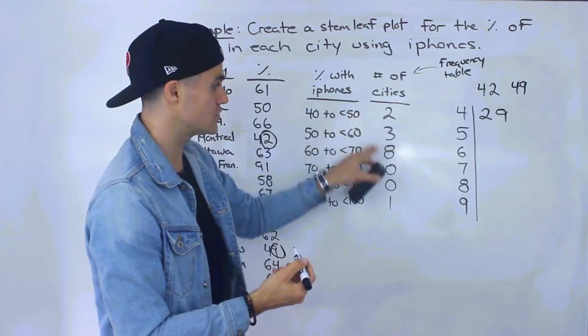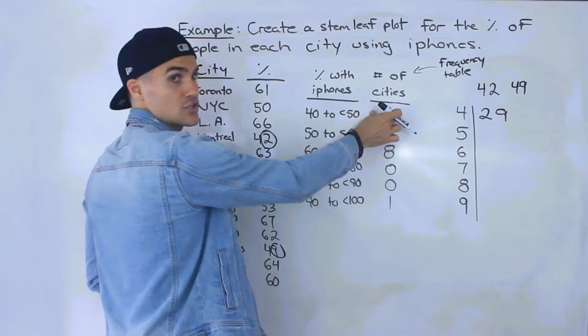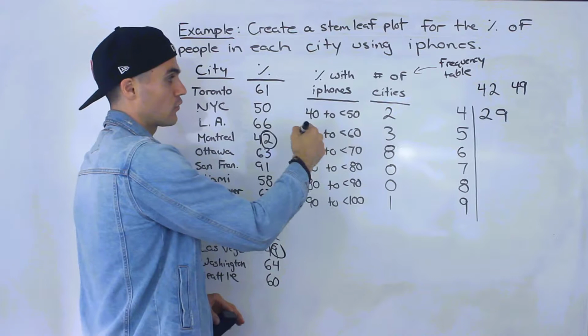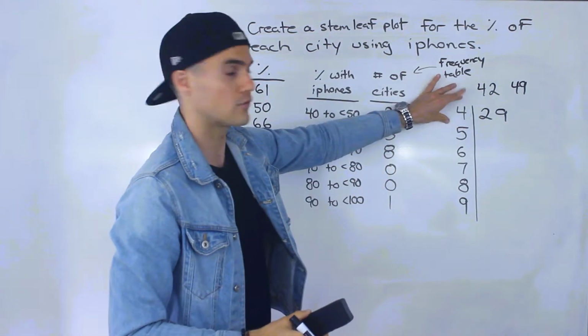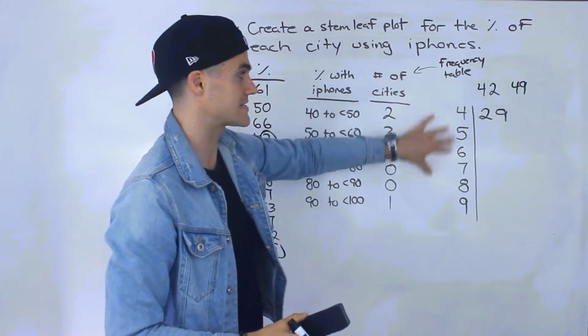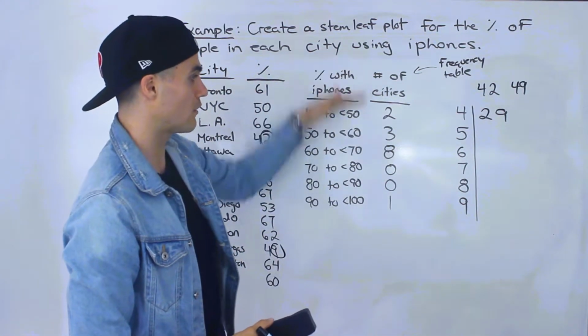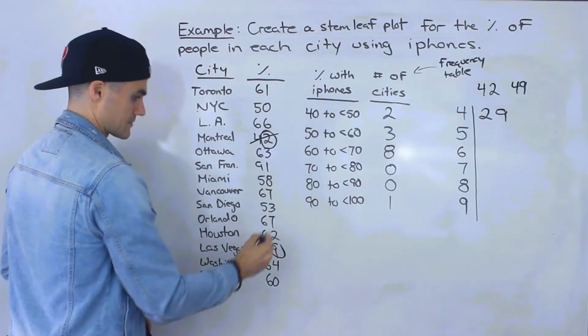But notice here, if we just saw this table, we wouldn't know what the actual percentage of these two cities would be, right? It could be 41, it could be 46, it could be 47, we don't know. Over here, we do know the actual percentages. That's why a stem leaf plot is more detailed than a frequency table. And so we just keep going down the list.